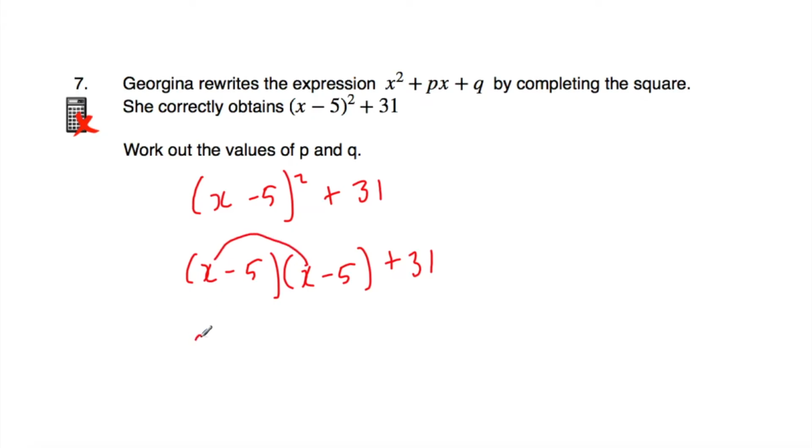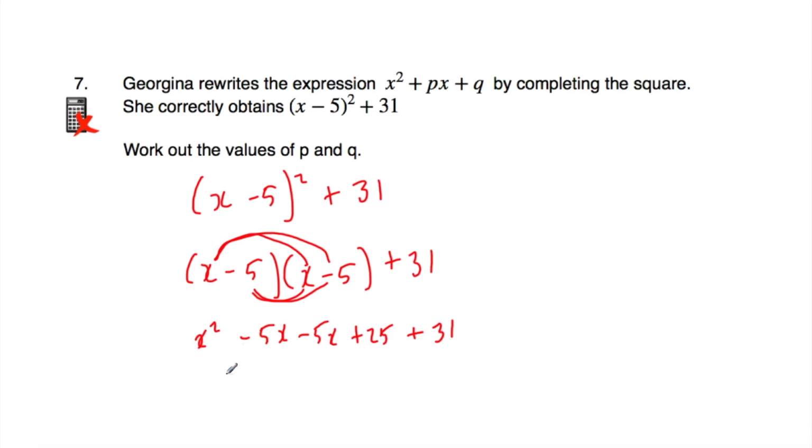x times x will be equal to x squared. x times minus 5 would be minus 5x. Minus 5 times x would be minus 5x again. And minus 5 times minus 5, well, negative times a negative is a positive, so it's going to be plus 25. And we've still got our plus 31 on the end.